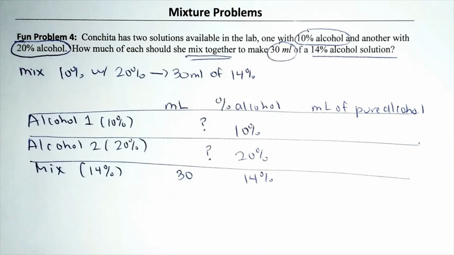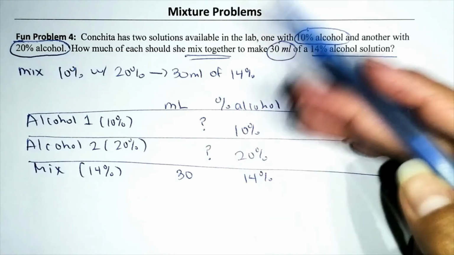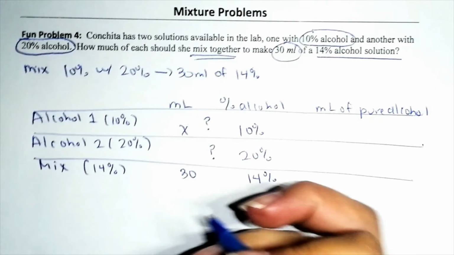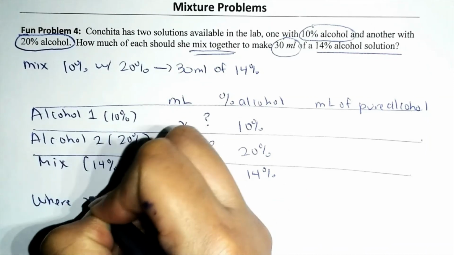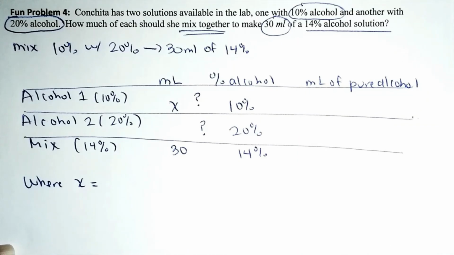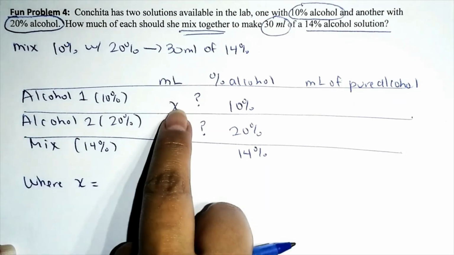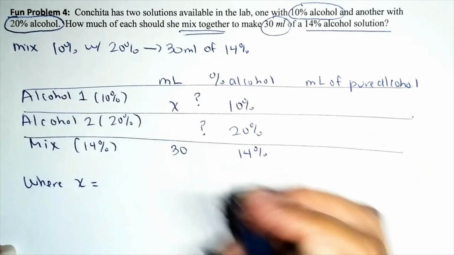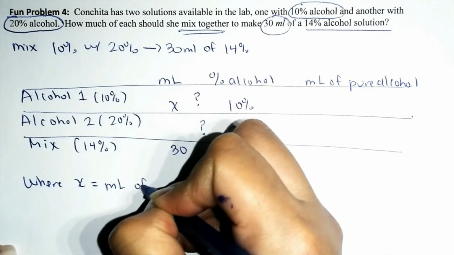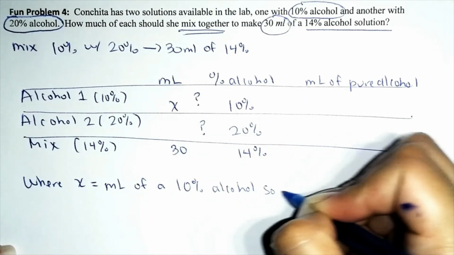Where should you put the x? To tell the truth, it doesn't matter. But for me, if both of them are unknown, I just put it on the top because it's aesthetically pleasing. Let me go ahead and define the variable right now. I'm gonna say where x represents, I write the equal sign in lieu of the word represents, but go ahead and write the word represents. Where x represents milliliters of a 10% alcohol solution.